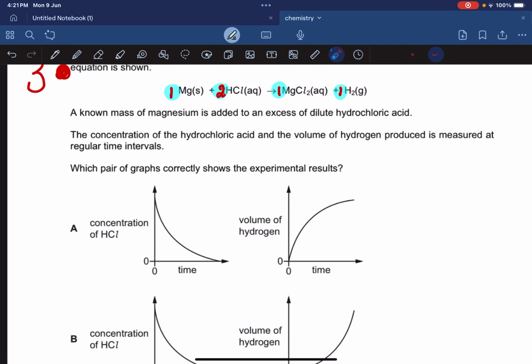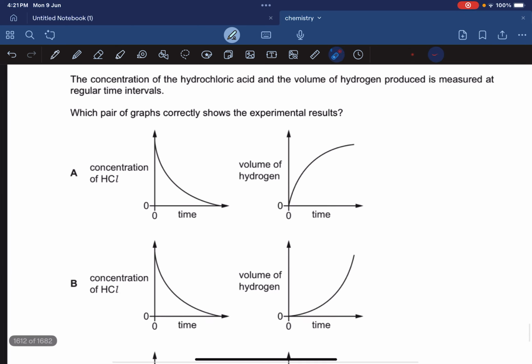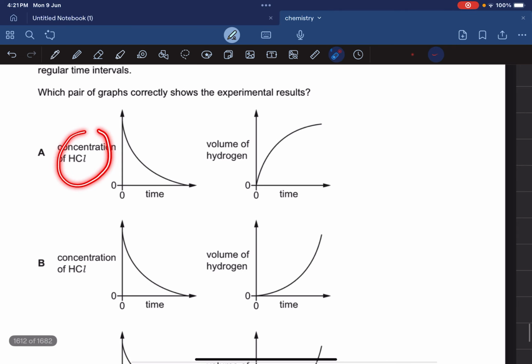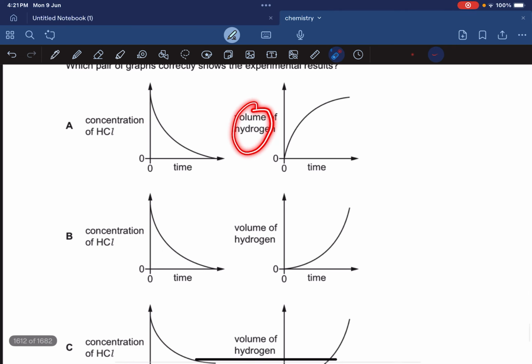Look, you have a known mass of magnesium and you have your acid in excess. What they're asking about is the graph of the concentration of HCl and the volume of hydrogen. What do you guys think?